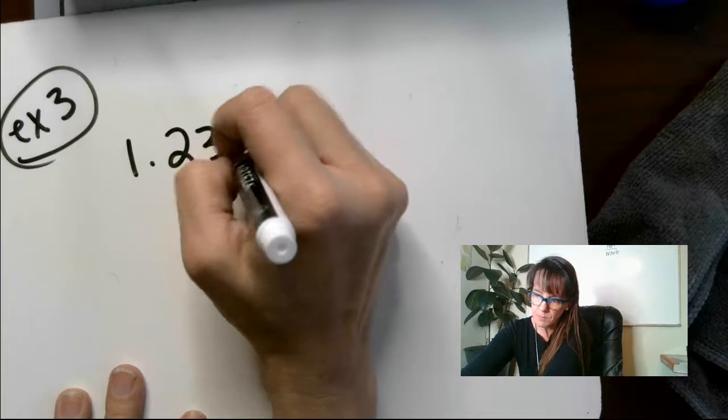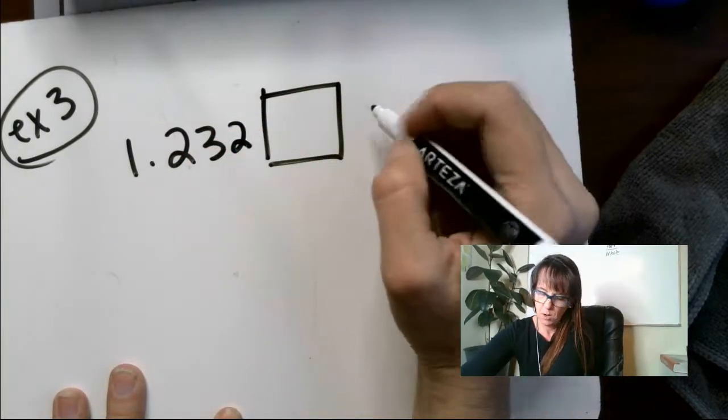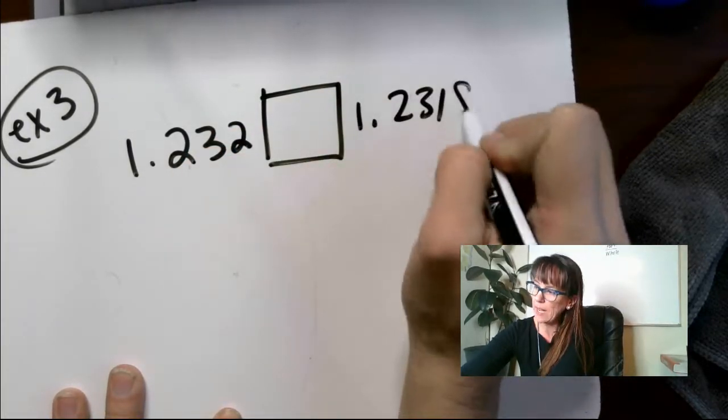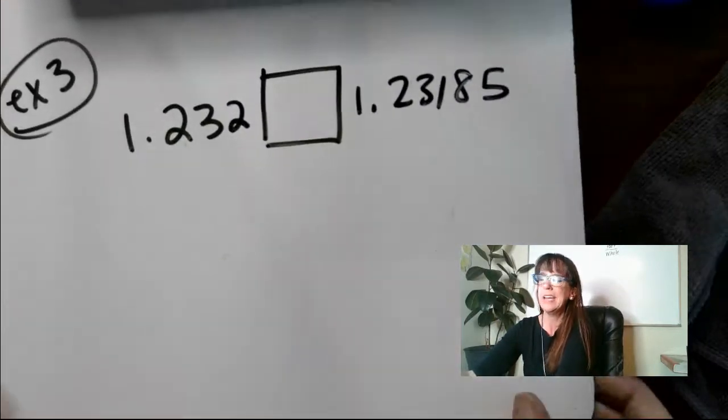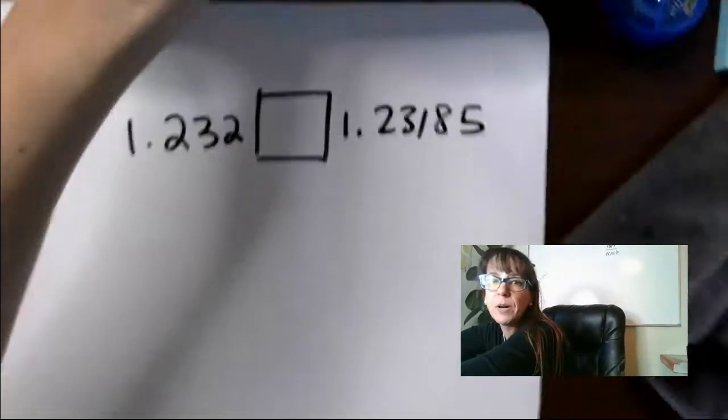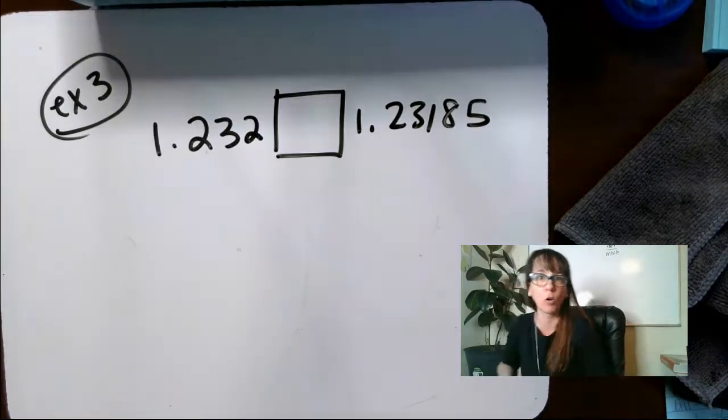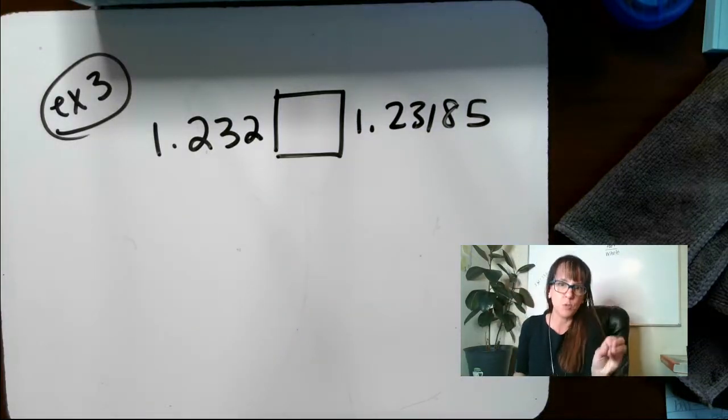1.232 compared to 1.23185. Woo, that's a lot. Now, you don't have to use the grid paper if you don't want to. I think it's a good idea just because it keeps you nice and organized, particularly adding and subtracting. It's like your columns are all really nice, right?